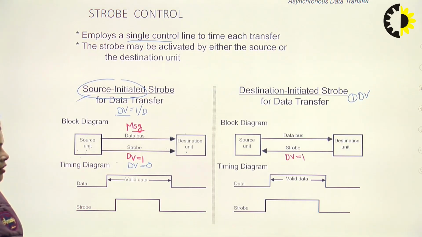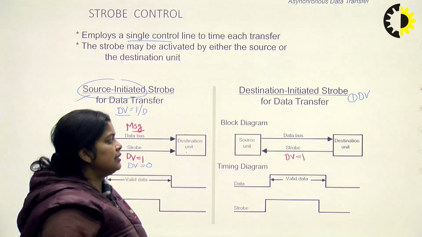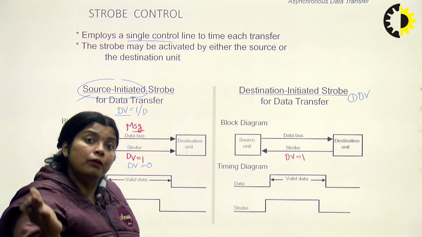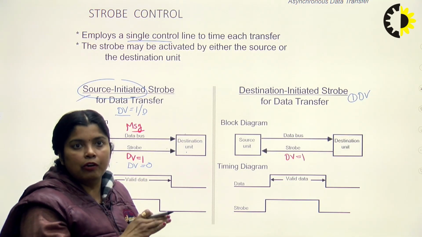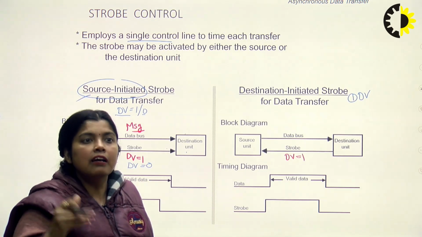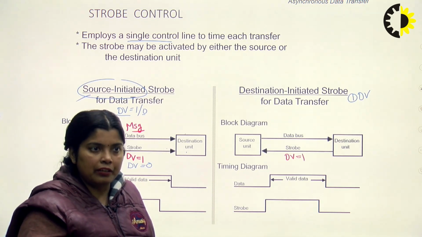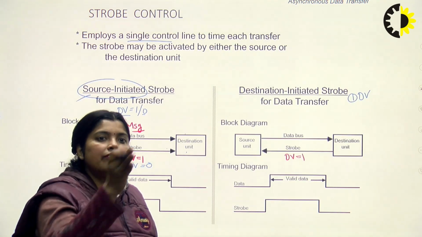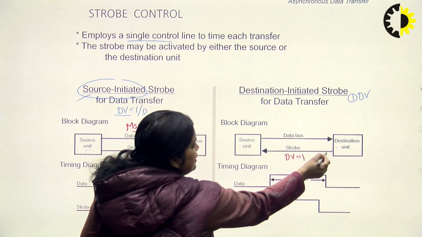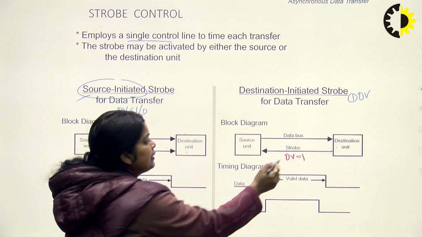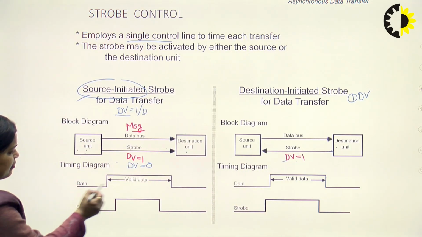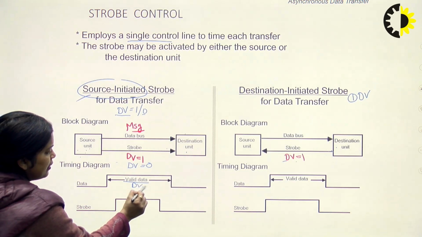Again, the same procedure will be followed in the destination initiated. This time, the Strobe signal will be transferred from destination to source, because it is destination initiated. It means the destination device is initiating the communication, or the transfer of data from one device to another. That's why here the destination is starting the communication. That is a Strobe dv equal to 1.